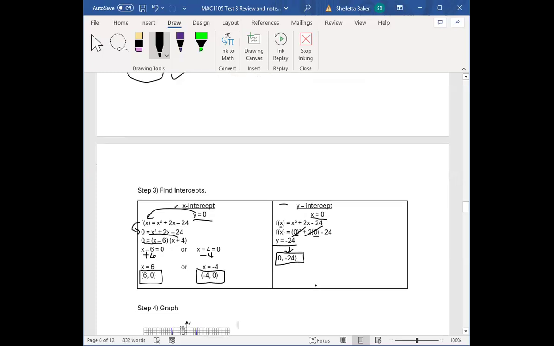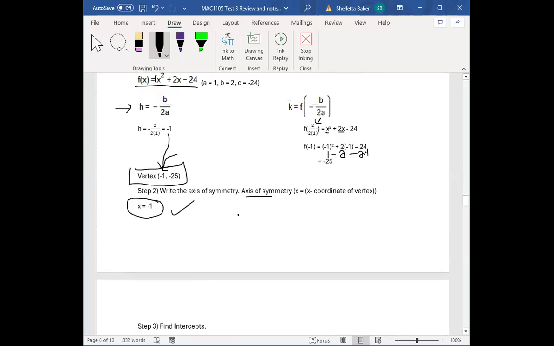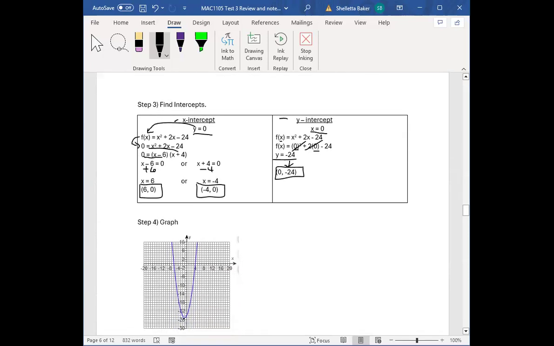Now we will take all of that information and graph. Remember, our vertex was given to us as (-1, -25). We plot our vertex down here, -1 and -25. Our y-intercept is (0, -24), so we cut through the y-axis at -24. Our x-intercept is at (-4, 0), and our other x-intercept is at (6, 0). So when we connect those points, we'll create our graph of the function.